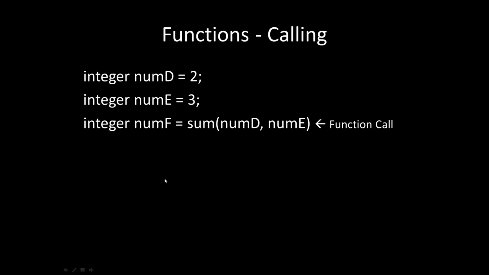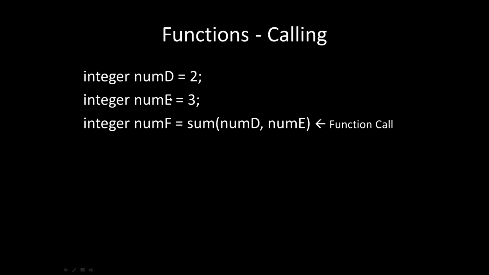So then we also have to think about function calling. We have to call a function into our instruction set. Otherwise, it does nothing. You can declare a function and its instruction set and not call it. And if you don't call it, it won't do anything. So here, what do we have? We have the declaration of a variable. Num_d of type integer is equal to 2. We have num_e equal to 3. And then we're saying that the declaration of num_f is being initialized to whatever the function sum is returning when its arguments are num_d and num_e.